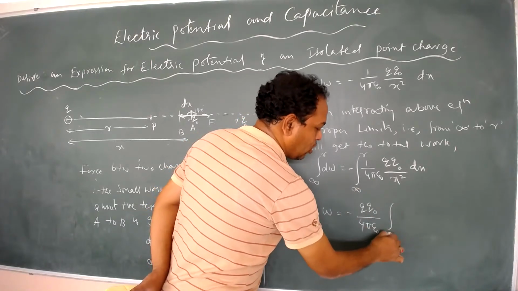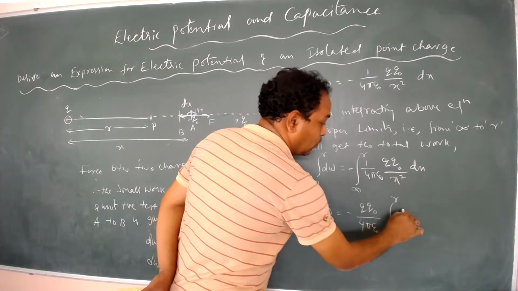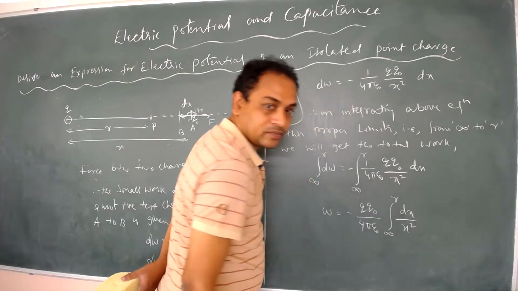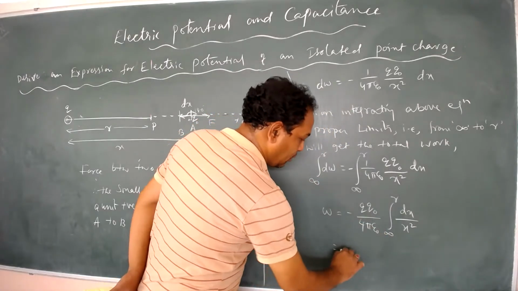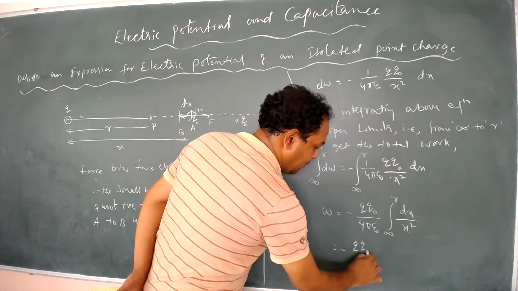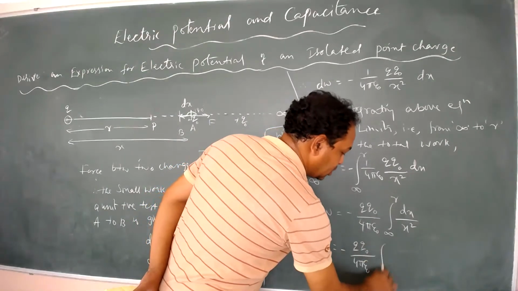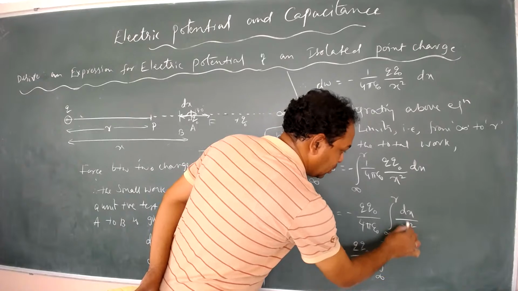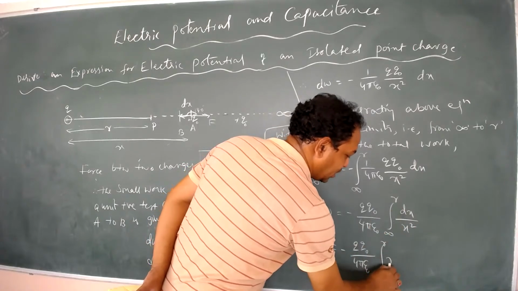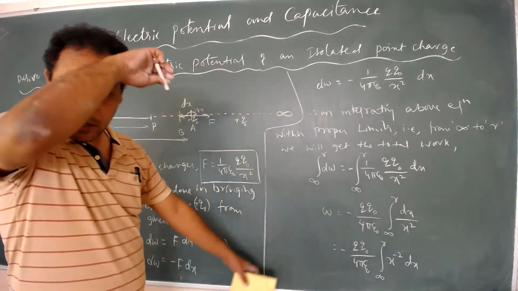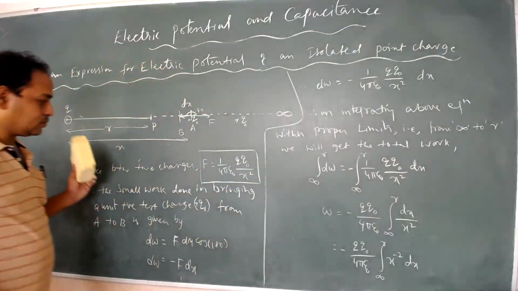Therefore, integration of dx by x square. Therefore, minus q naught by 4 pi epsilon naught into integration from infinity to r. I can write x power minus 2 into dx. Can I write like this? So now, how is this formula?